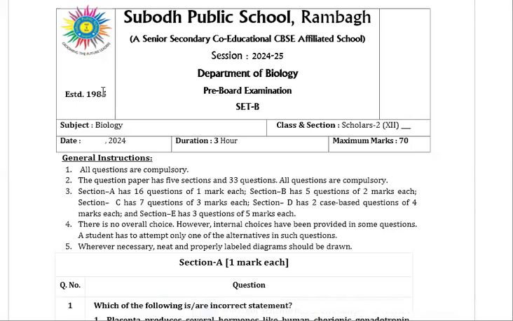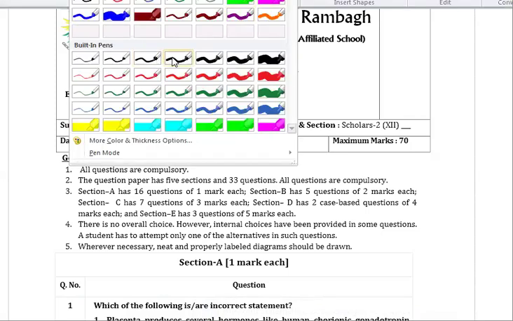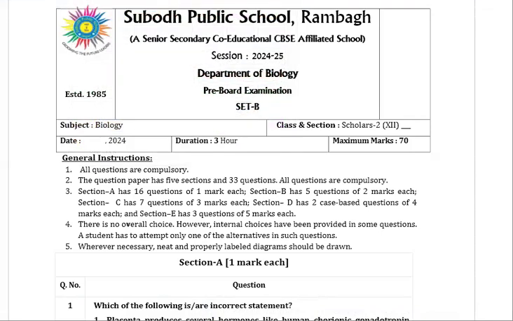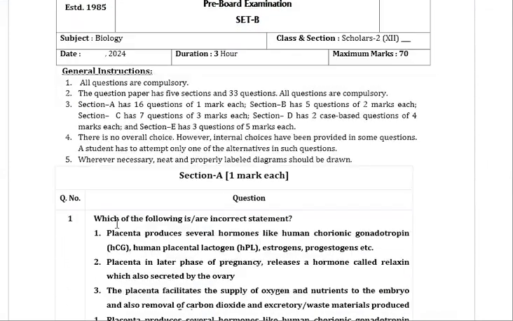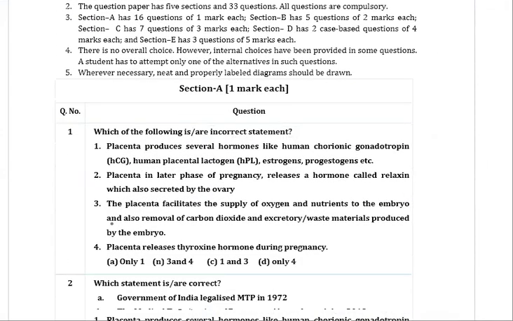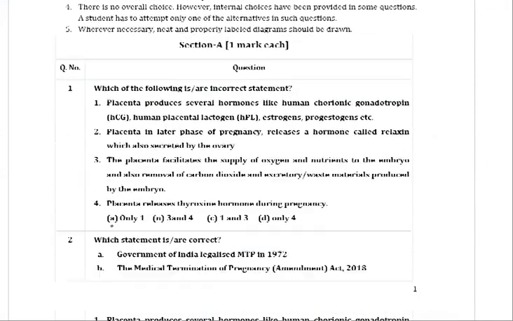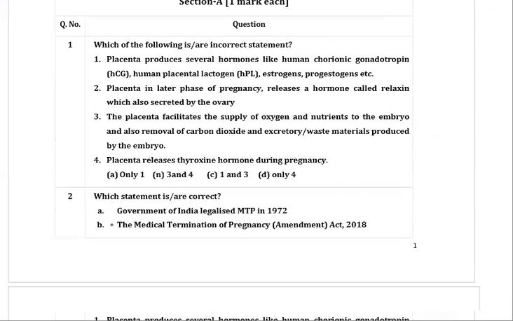Your pre-board examination of biology was held the day before yesterday. I'm going to discuss the answer key with you today so that you come to know how to answer. Okay, so let's start with it.